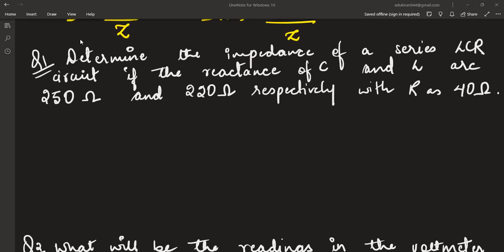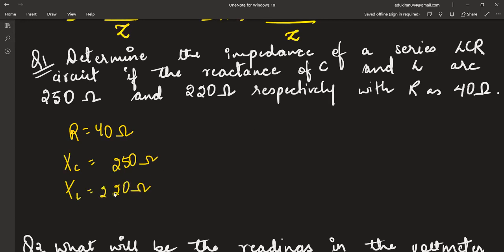So this question says, determine the impedance of a series LCR circuit if the reactance of capacitance and inductance are 250 ohms and 220 ohms respectively. Resistance is also given. So see, you have the value of resistance as 40 ohms. You have the value of capacitive reactance as 250 ohms. You have XL equal to 220 ohms. Clearly, we can see XC is greater than XL.